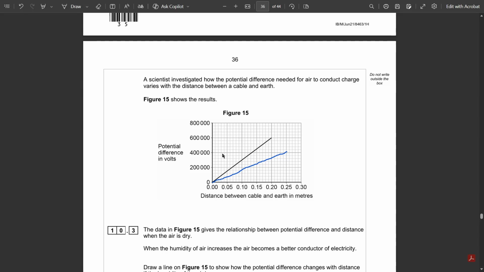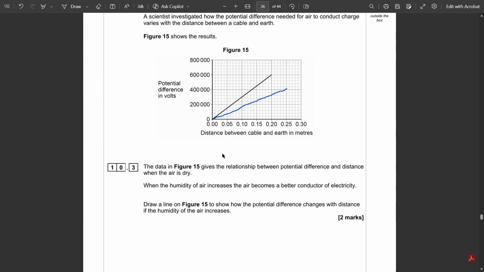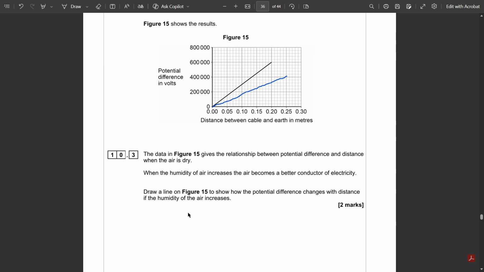A scientist investigated how the potential difference needed for air to conduct charge varies with the distance between the cable and the earth. The data in figure 15 gives the relationship between potential difference and distance when the air is dry. When the humidity of the air increases, the air becomes a better conductor of electricity, and we have to draw a line on figure 15 to show how the potential difference changes with distance if the humidity of the air increases. And what it is, the line just has to be underneath this line of the potential difference needed. I said it could conduct a bit further.